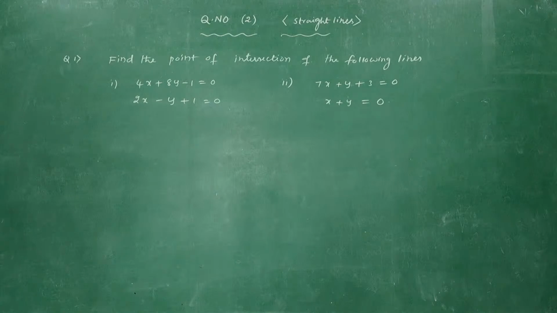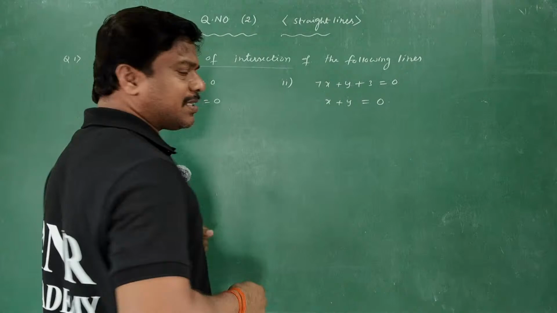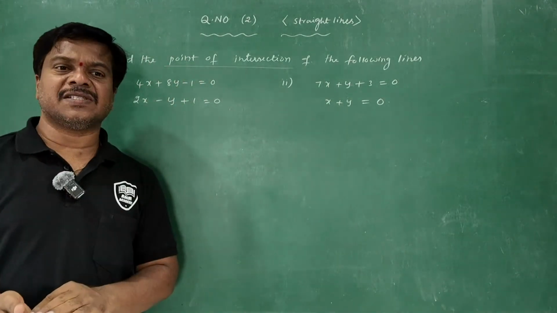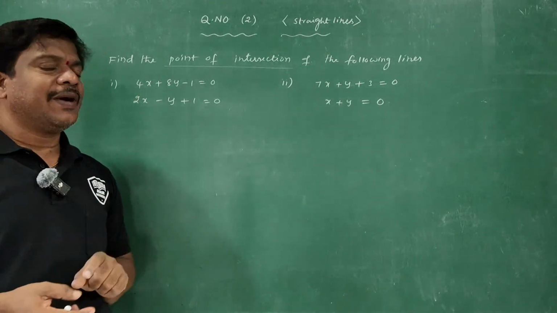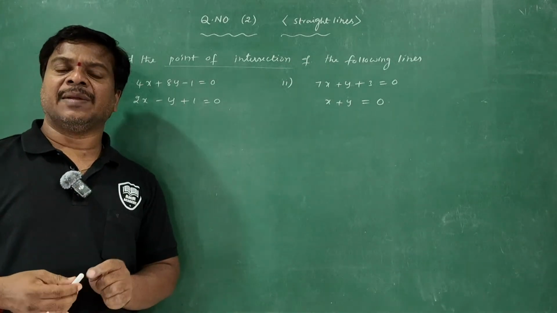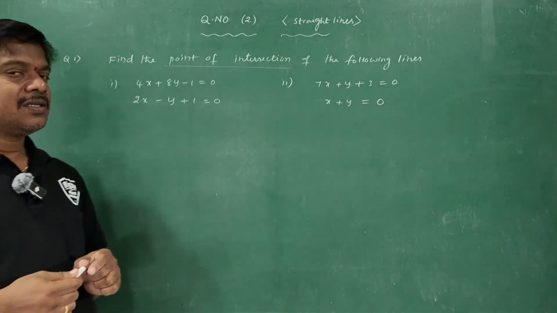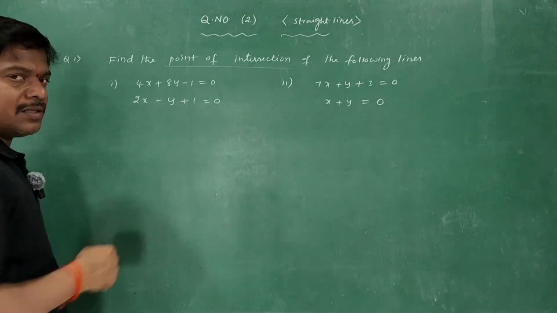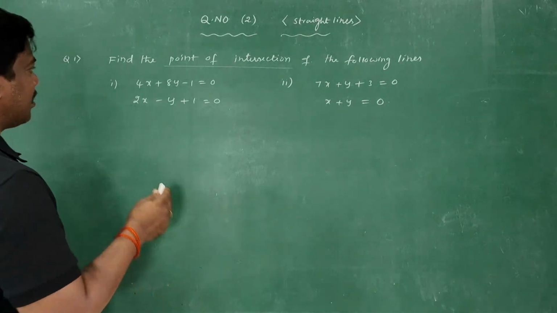There is a question based on the topic point of intersection of given lines. There are two linear equations which are in x and y. You know that to get the point of intersection, you may follow substitution method or elimination method or cross multiplication method. So any method you can use. I am going to solve these two equations by elimination method. Let us see.